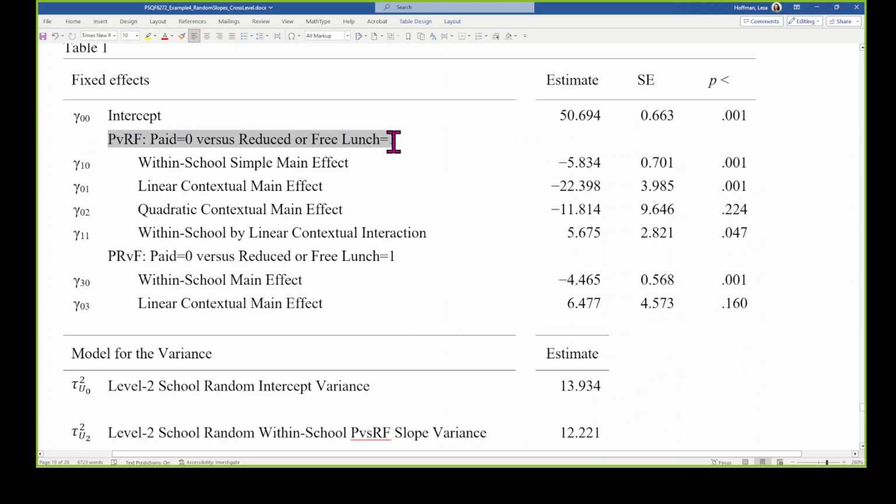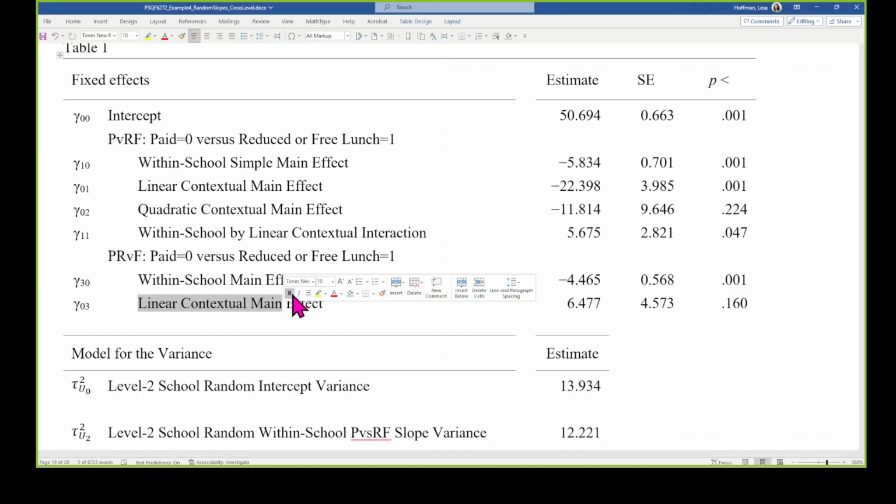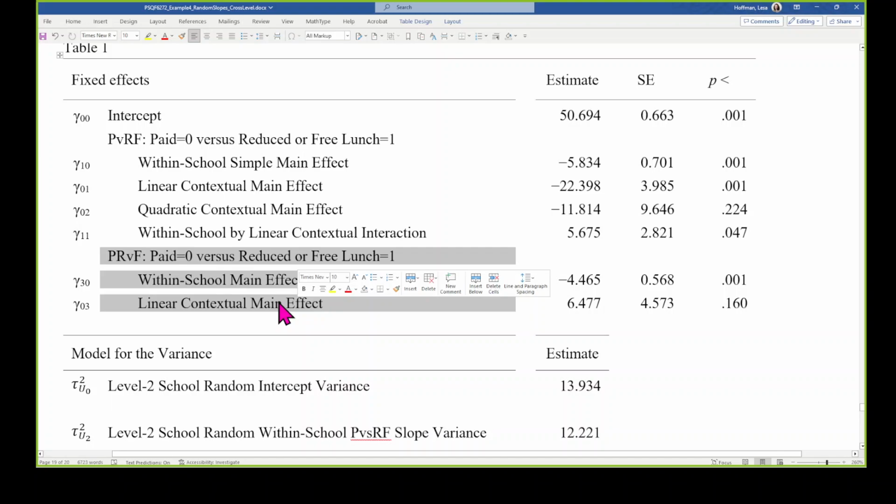So this is one variable. This is paid versus reduced. And here's the within effect, the contextual effect, the quadratic effect, and the cross-level interaction. And then this is the second variable, and we only have main effects here. We have a within effect and a contextual effect. So nothing is smushed in this model. But the second term is not moderated by anything.